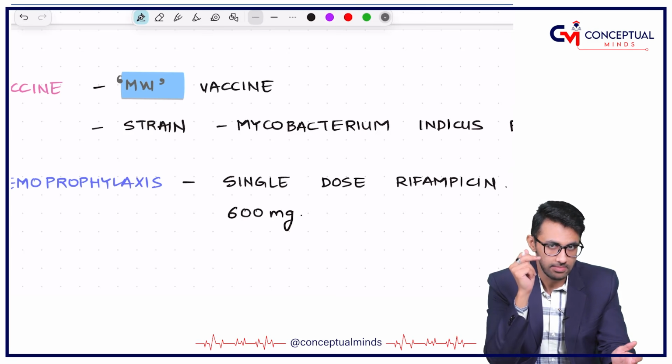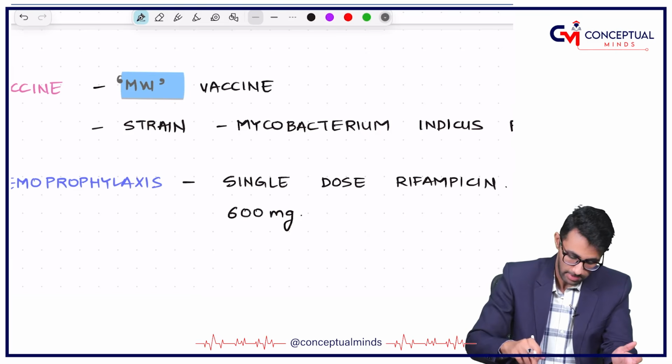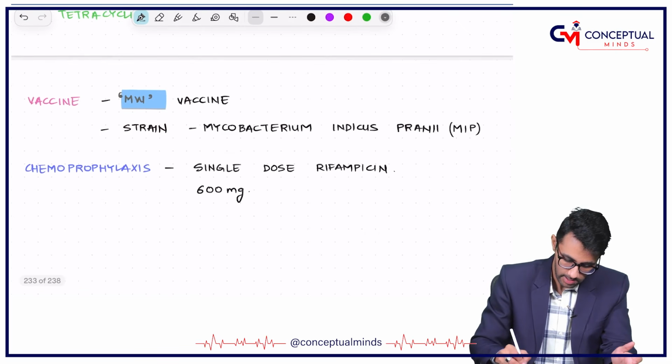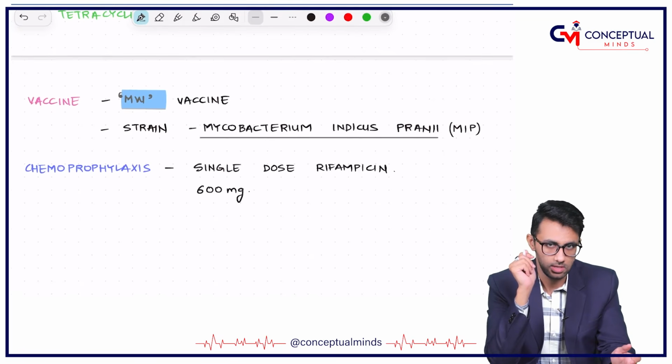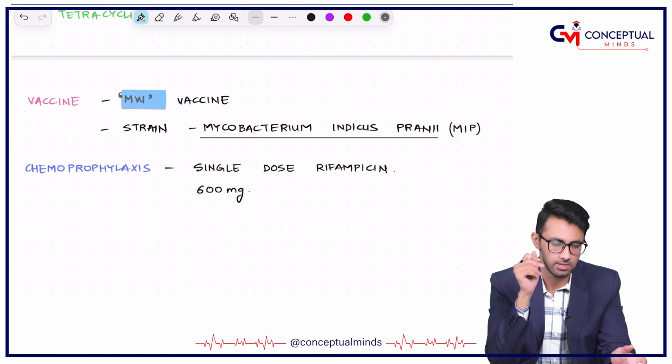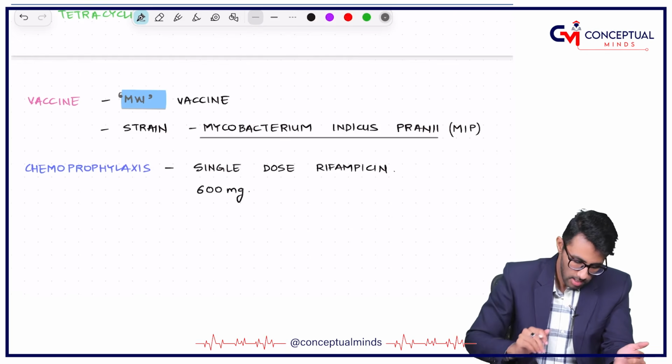MIP, Mycobacterium indicus pranii. Yes, MIP. We use the Mycobacterium indicus pranii strain. This was the one which was extracted in India, so that is where indicus comes in.